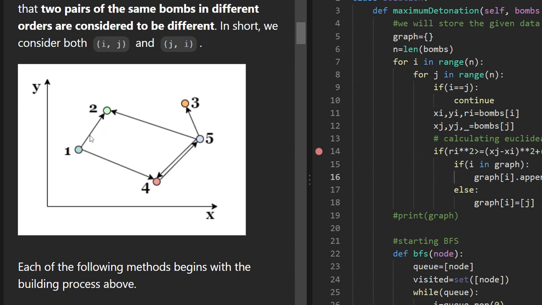After I have converted, for example, if I explode the first node, it will lead to the explosion of two node and the explosion of node four. Similarly, if I explode the fifth node, it will lead to the explosion of three, it will lead to the explosion of two, it will lead to the explosion of four.